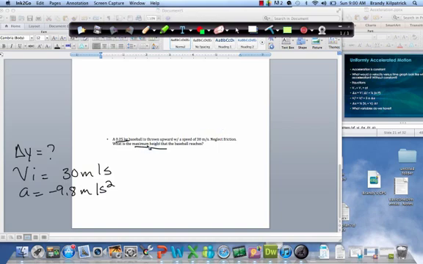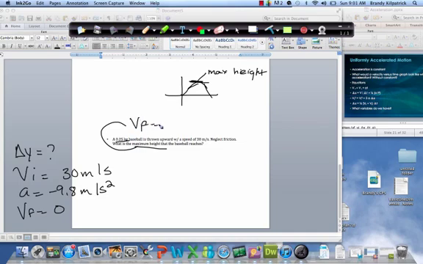Now it also tells you something else. It tells you that you reach a maximum height. So it's moving up, and then eventually it comes back down. So at this point, this is the maximum height. So we know that the final velocity should actually be 0. So you might want to write that down. A maximum height means the final velocity is 0. We have 3 variables, so now let's make sure that our values are correct. Since we're moving up, velocity should be positive, so VI is positive, and that looks good.